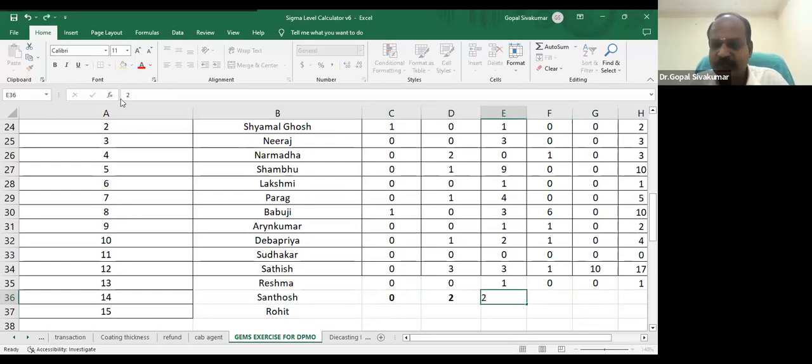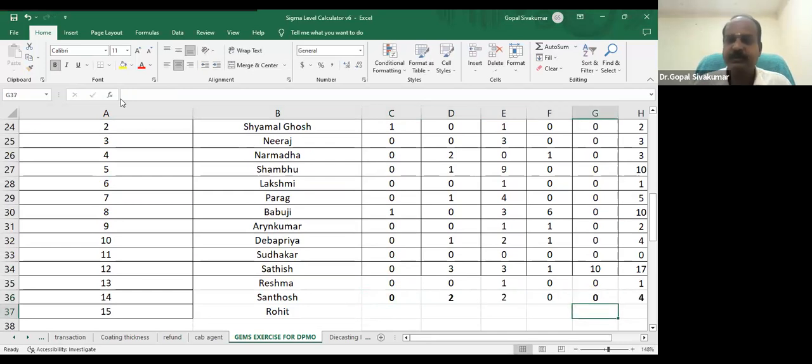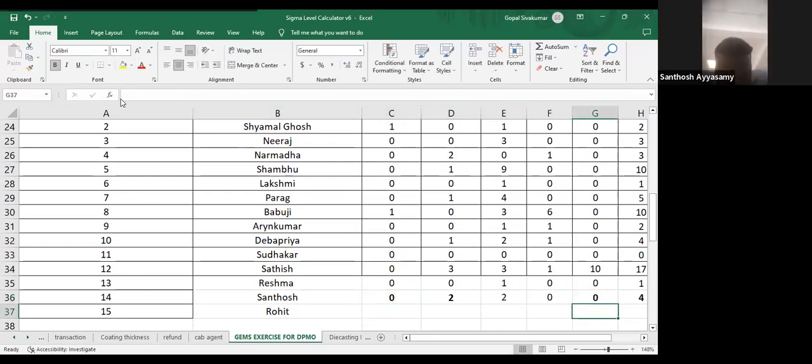0, 2, 0, 0, and then again 2, 0, 0. Am I correct? Yes, sir. Sir, actually, I'm having the same color in 5 quantities. So can I consider it as a color defect? Out of 10, 5 are having the same color.